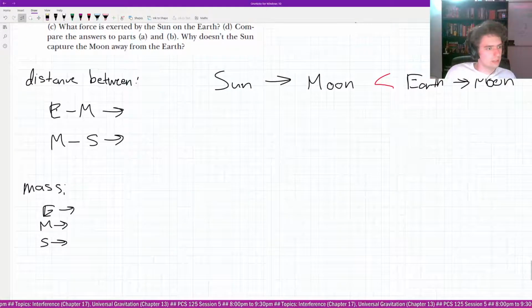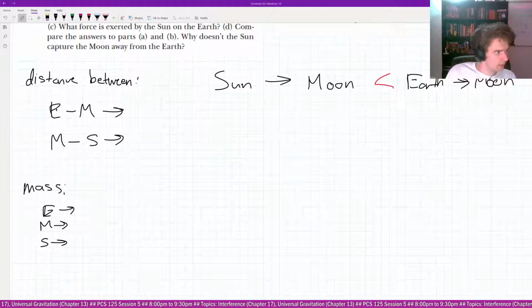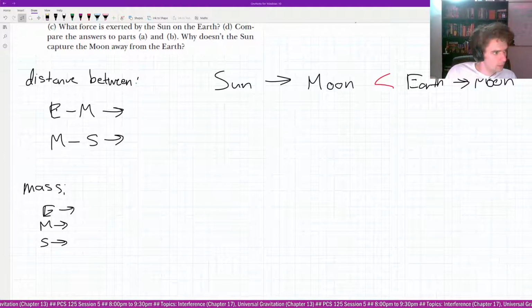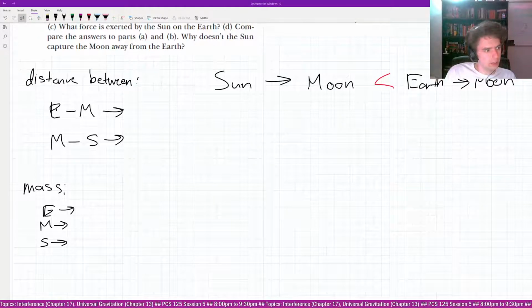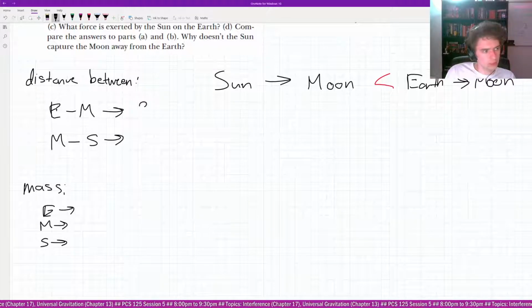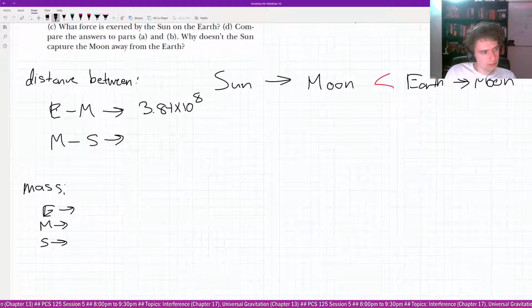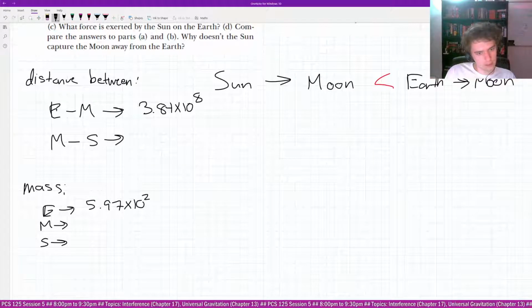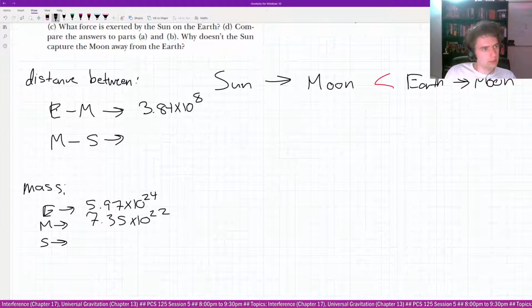So I need all these numbers. I don't know these numbers. Wait, we just did a question like this, so I think I can just use that. So I know the distance between the Earth and the Moon is 3.84 times 10 to the 8. The mass of the Earth is 5.97 times 10 to the 24. Mass of the Moon is 7.35 times 10 to the 22. And I don't know these other numbers.